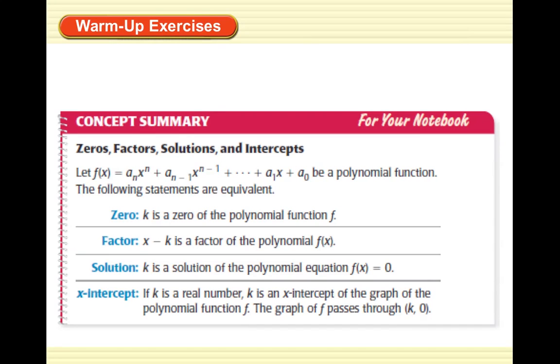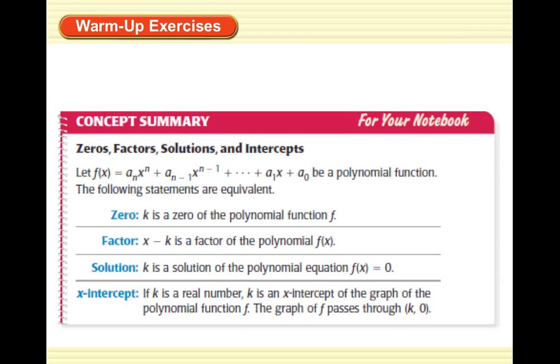All right, we're going to wrap up chapter 2 by taking a look at lesson 2.8 on analyzing graphs of polynomial functions. So to review, let's bring all these terms together and recognize that they all mean very similar things. Zero, solution, and x-intercept, pretty much the same thing. Zeros and solutions are the value that makes the function equal to 0. And we use factoring as a process to get there.